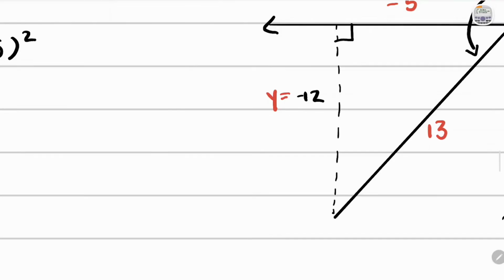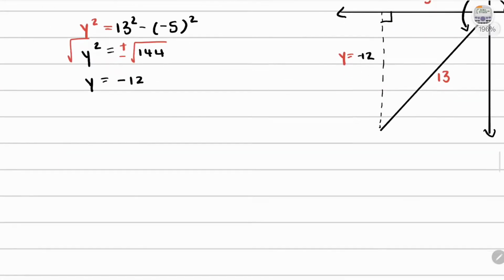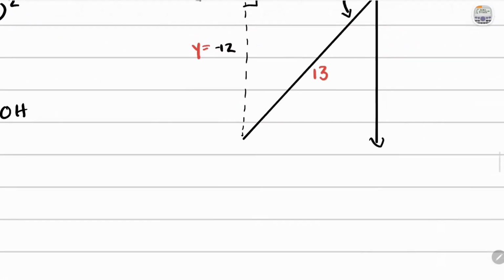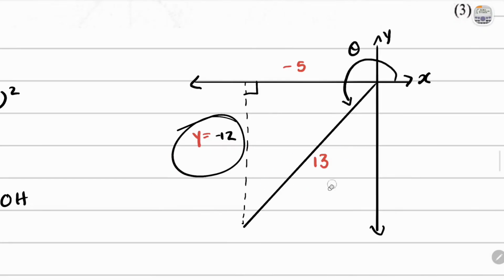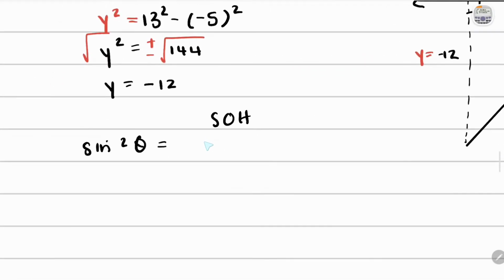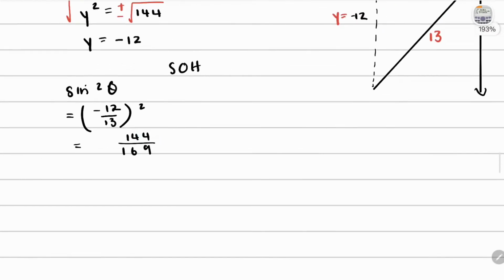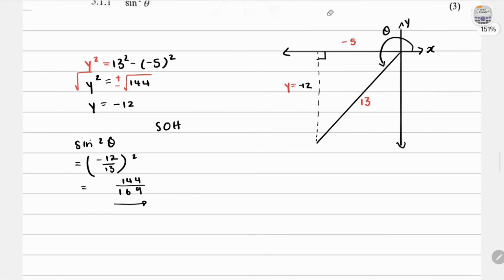Now that we have y, we can find sine squared of theta. Remember in SOHCAHTOA, sine is opposite over hypotenuse. So we take the opposite side over the hypotenuse, negative 12 over 13, all squared, and that's going to be 144 over 169. You know that 169 and 144 can't divide, so that's our answer. It's positive because it gets squared. Moving on to the next question.